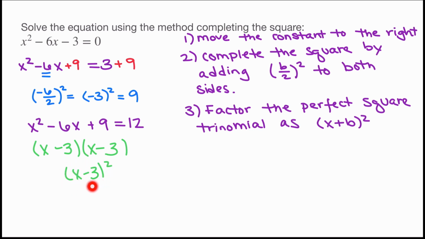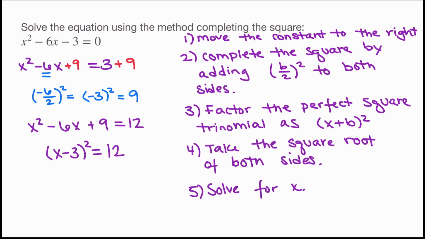And in fact, it's always going to be x, and then whatever is half of the number in front of the x. So x plus negative 3, or x minus 3 squared. So now I have the equation x minus 3 squared equals 12. And this is something I can finish using that square root method. I take the square root of both sides and then solve for x.